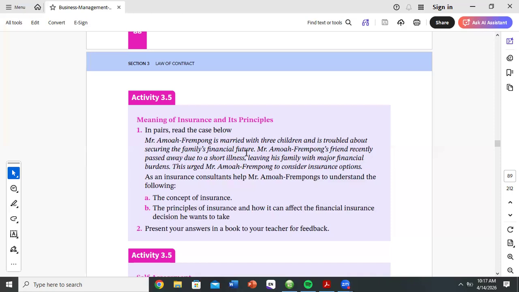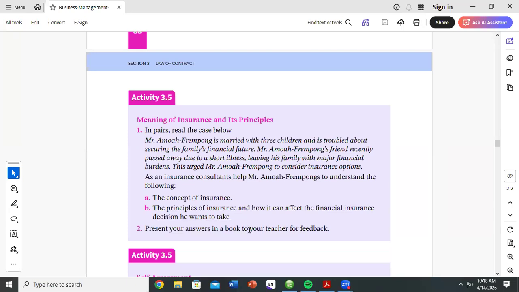Now the B, you are also to help him understand the principles of insurance and how it can affect the financial insurance decision he wants to take. So this again means you have to explain the principles to him, but you make it more relatable to Mr. Amwa Frimpong, right? So what does he actually want to do? He's married with 3 children and is troubled. So he wants to consider insurance options. So the principle of proximate cause, contribution. You can educate him on all these things, right?